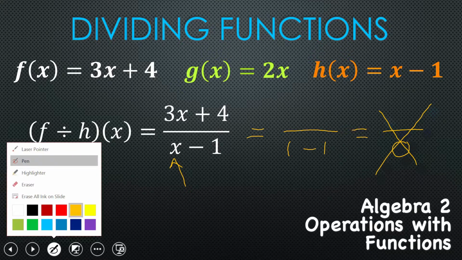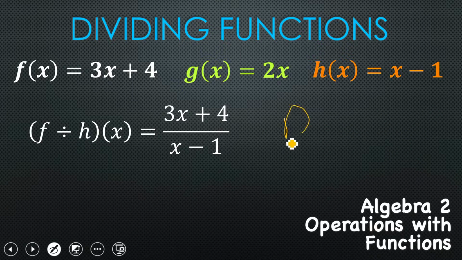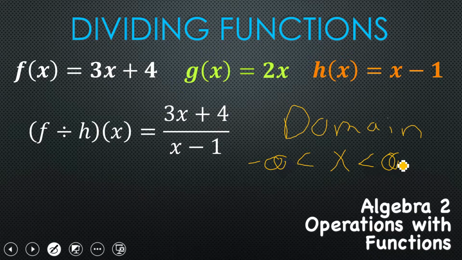So our domain we could just list here as all real numbers, or we can say x is greater than negative infinity, less than positive infinity. And we're going to exclude x cannot equal 1. And that's our domain. So that sums up operations with functions. Hope that helps.